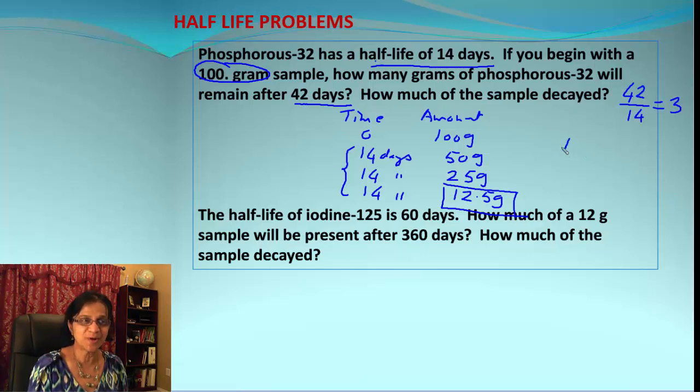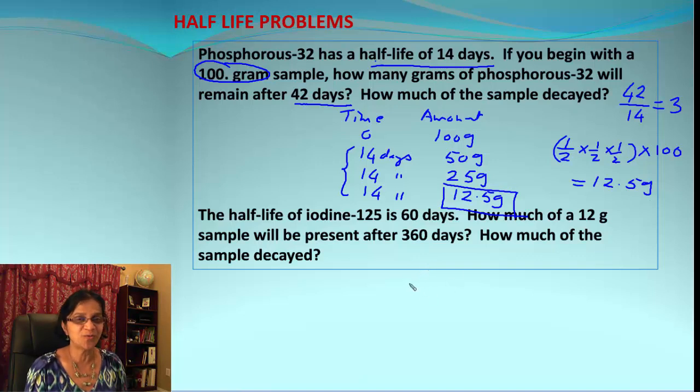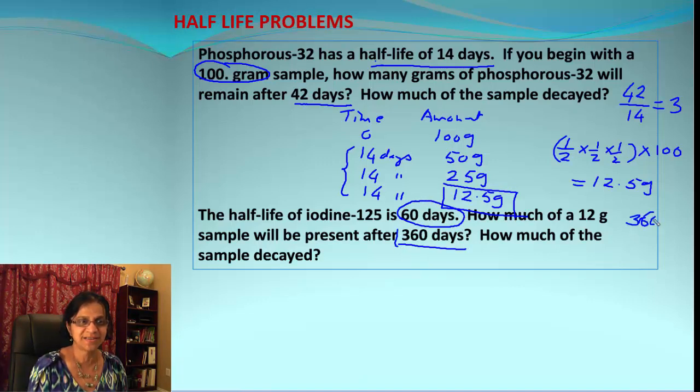We can also solve this problem as 3 half-lives corresponding to (1/2)^3, and that times the original amount, which is 100 grams. When we calculate, we get the answer 12.5 grams. Let's work on one more problem. Let's calculate first how many half-lives we got. The half-life is 60 days and the total time is 360 days. When we divide 360 by 60, 6 half-lives is the time we have to consider.